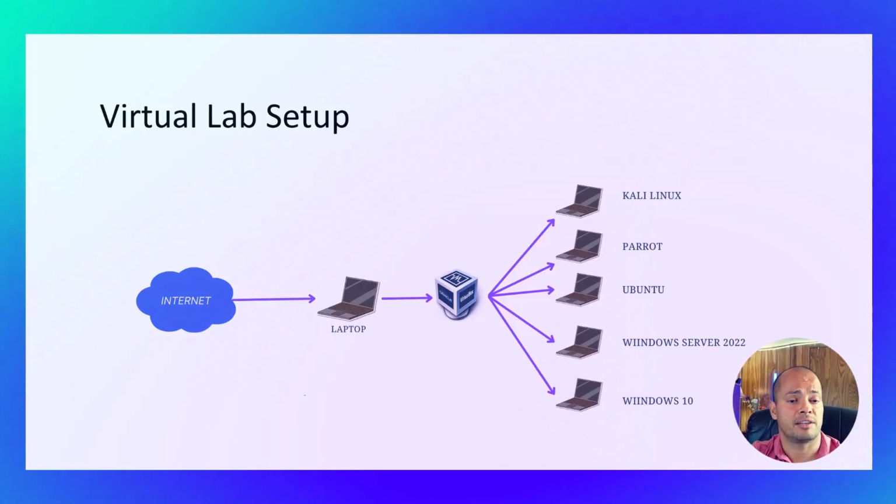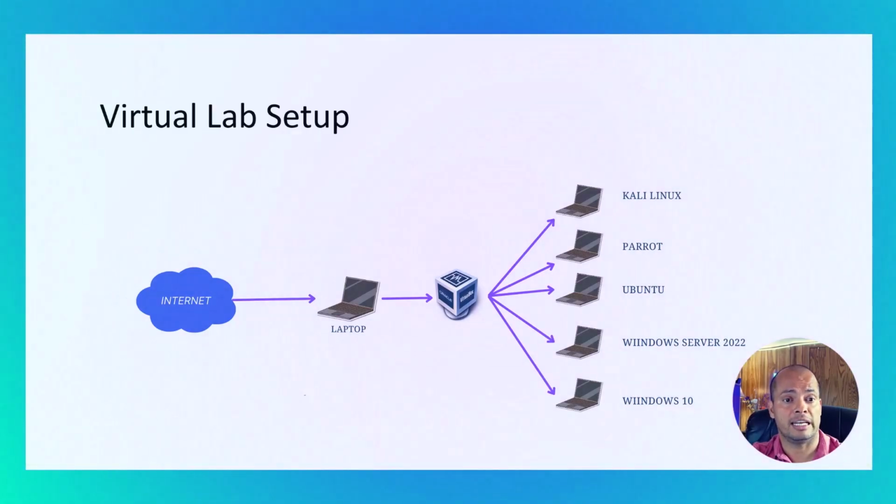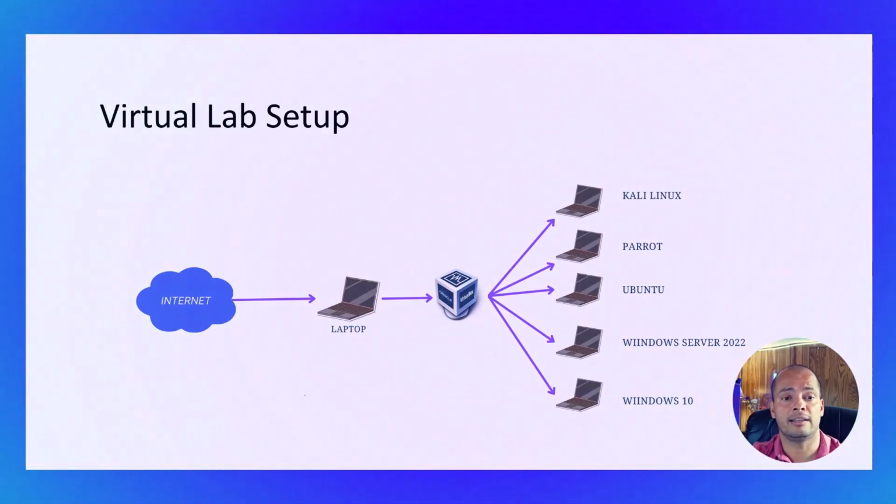This graph represents a virtual lab setup showing the connections between various components. From left to right, Internet Cloud represents the global network that provides connectivity and external access. The arrow points to the laptop, indicating that the host machine has internet access.